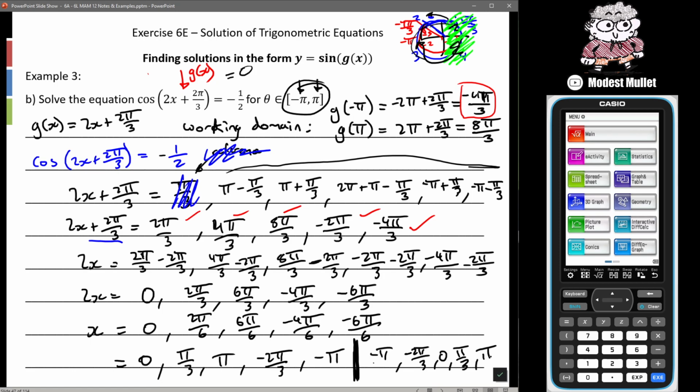So heaps of work when it's CAS free. But there's almost always a sketch of a cos or sine, or even a tan graph, which we'll get to later, in the tech free. Actually, yeah, pretty much always.